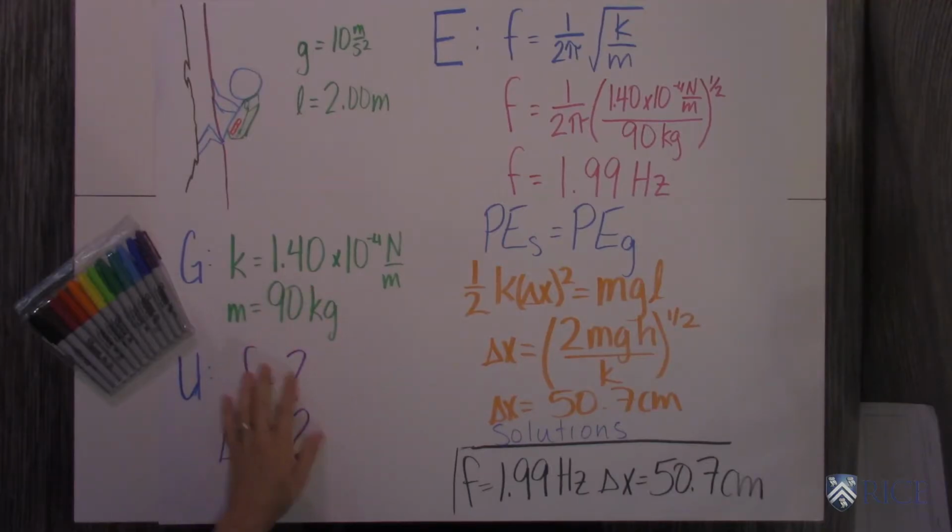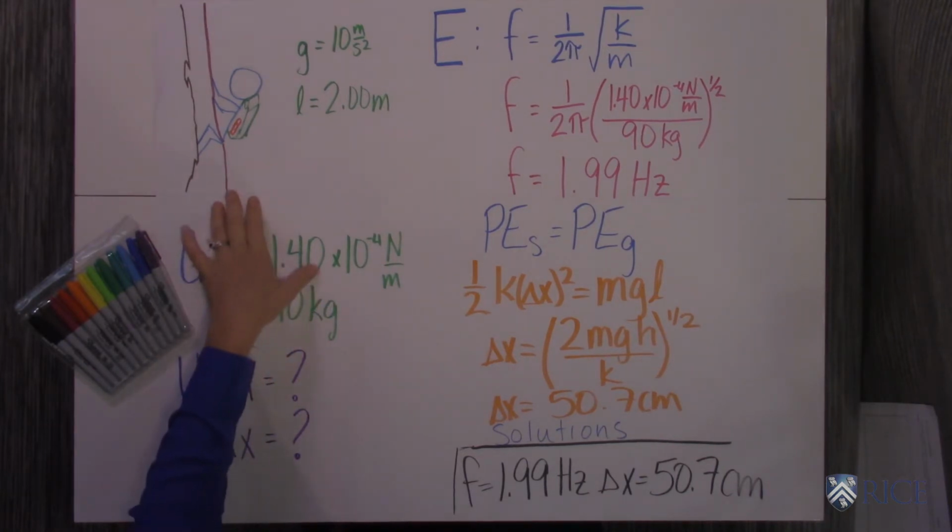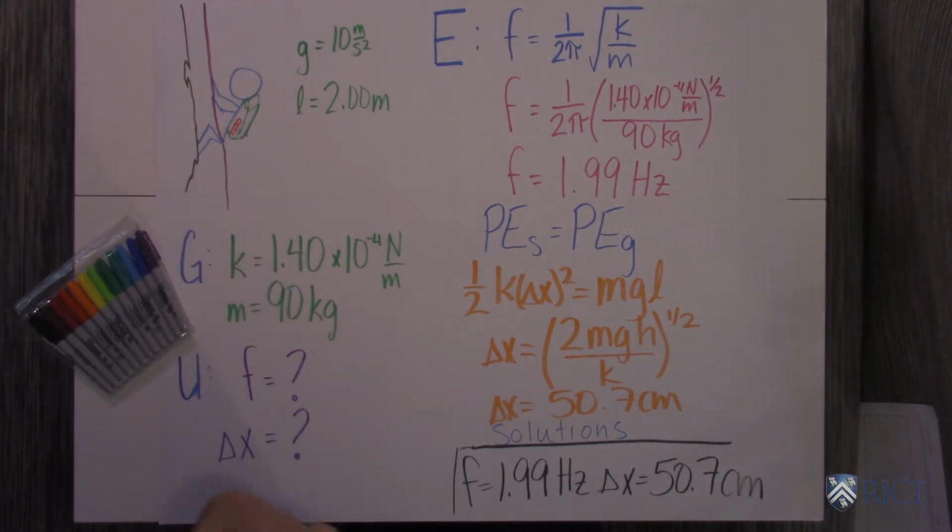So the problem asks, what is the frequency that the mountain climber bounces if his mass plus the mass of all of his gear is 90 kilograms? And it also asks how far it's going to stretch, how much give it has in the rope, which is actually kind of a real-world application using force constant and oscillatory motion.